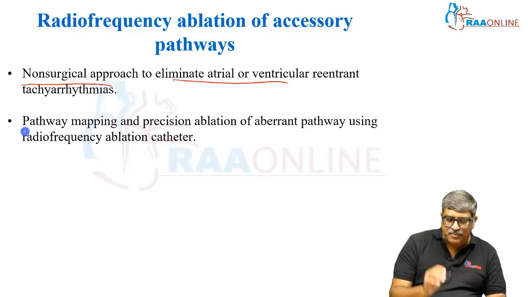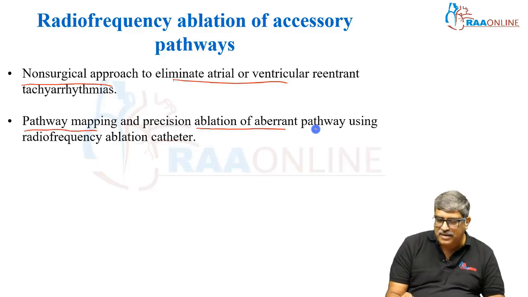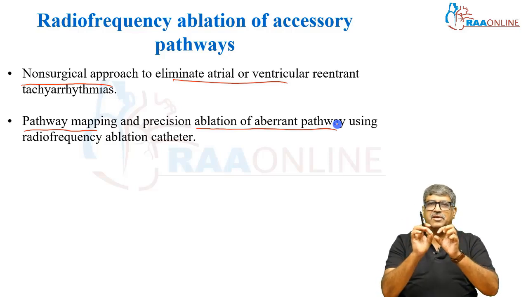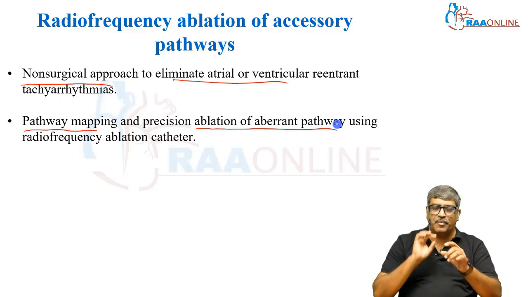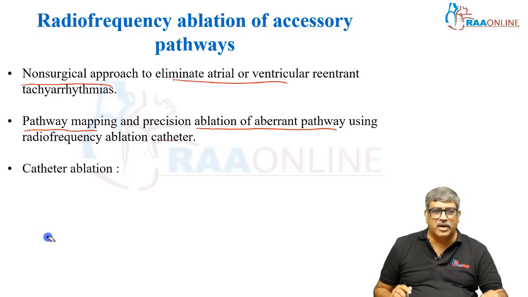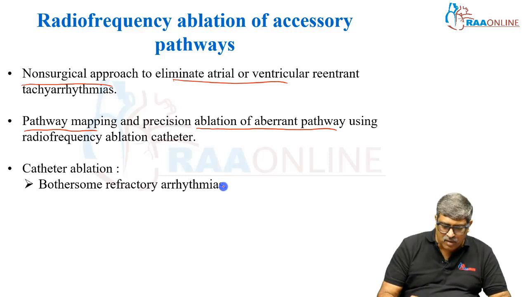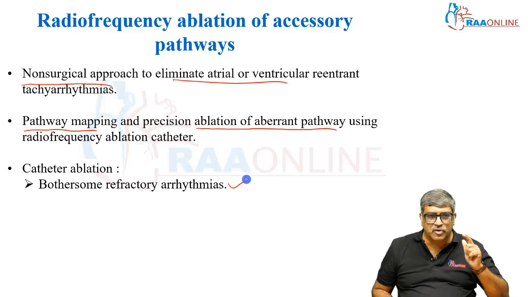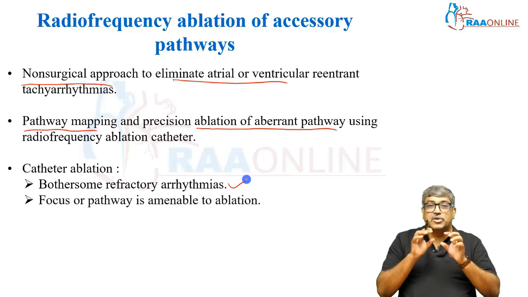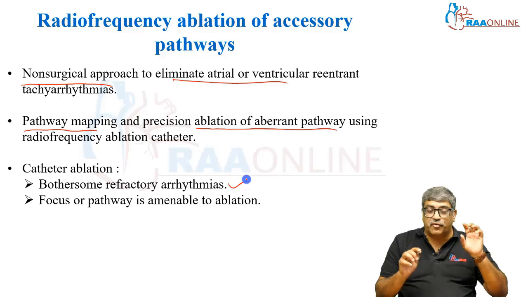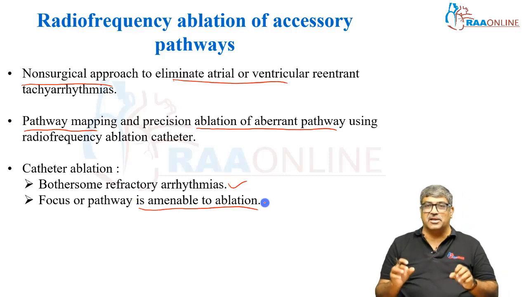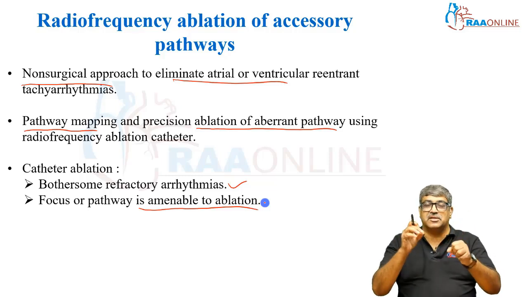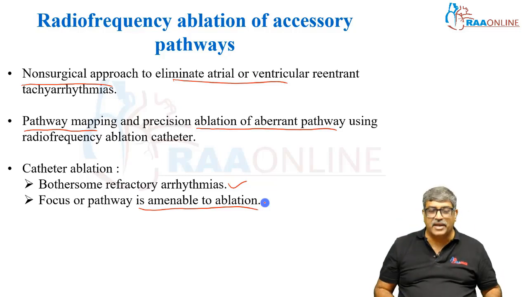Here you map the pathway and you ablate the aberrant pathway using the RFA catheter. There is a radio frequency ablation catheter which ablates the aberrant pathway. Catheter ablation is usually done in bothersome refractory arrhythmias. Another important thing to do catheter ablation is you should have the pathway or the focus which is amenable to ablation. Here the most important thing is that the particular focus in which the arrhythmia is coming should be amenable to ablation.